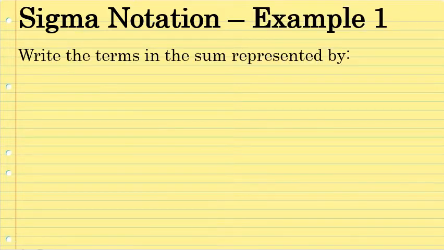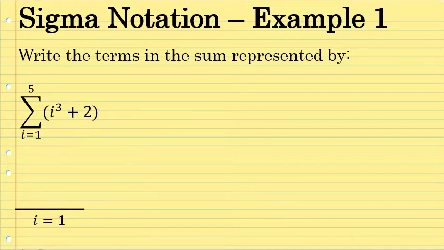Next, we will take a look at two examples where you are given a sum that is written in sigma notation and you will be asked to write the terms in the sum. First, consider the sum as i goes from 1 to 5 of i to the third plus 2. This sum is written in sigma notation. Let's write out the terms that are represented by this sum. First, this sum goes from 1 to 5. That means that there will be 5 terms in the sum.